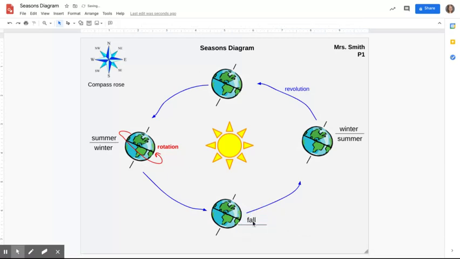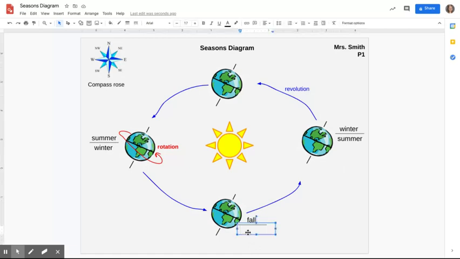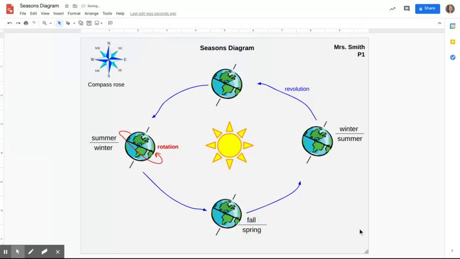If we're experiencing fall in the northern hemisphere, that means our southern hemisphere was cold, cold, cold, and things are starting to warm back up. And as they start to warm back up, our plants start to grow, things turn green, we have more rain, and that is going to be spring in the southern hemisphere. At this time, go ahead and pause the video and update your diagram.